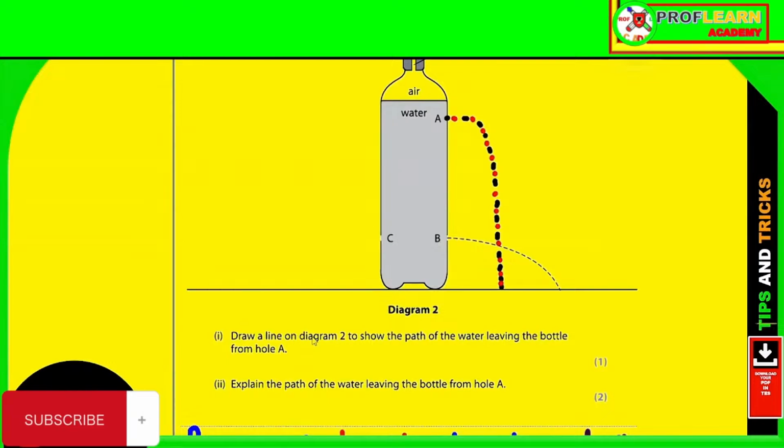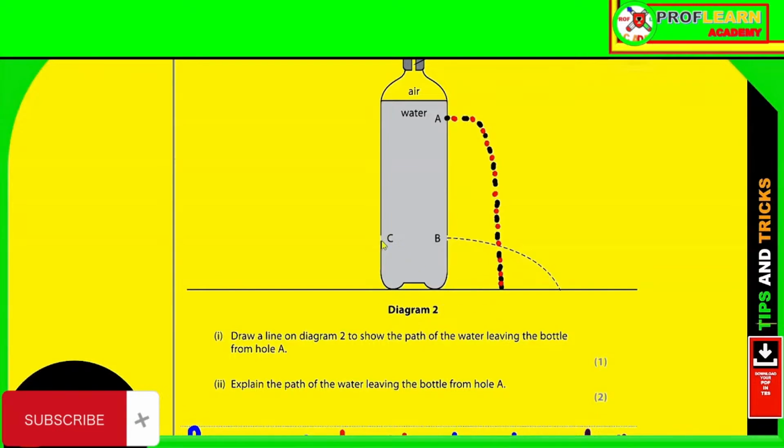Draw a line on diagram 2 to show the path of water leaving the bottle from hole A. Now we were given the trajectory followed by liquid through hole B. Since this is much lower, it's going to have a high amount of pressure compared to A. So A will have low pressure. And how are we going to show that the liquid coming out through A has low pressure? By indicating that the horizontal distance covered must be shorter compared to this one.